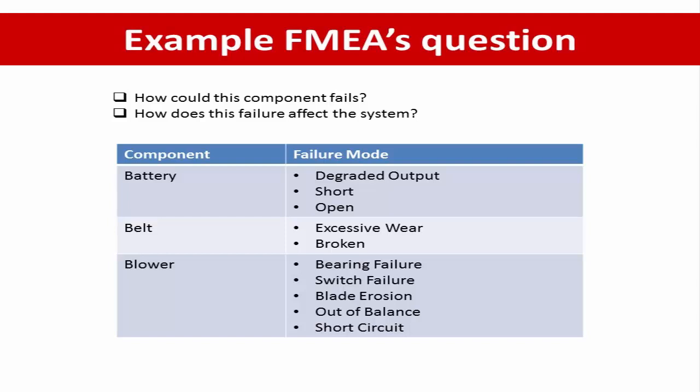Example failure modes of components: for a battery, the failure mode could be decreased output, short, or open circuit. For a belt component, the failure mode could be excessive wear or broken. If the component is a blower, the failure mode could be bearing failure, switch failure, brake erosion, out of balance, or short circuit.